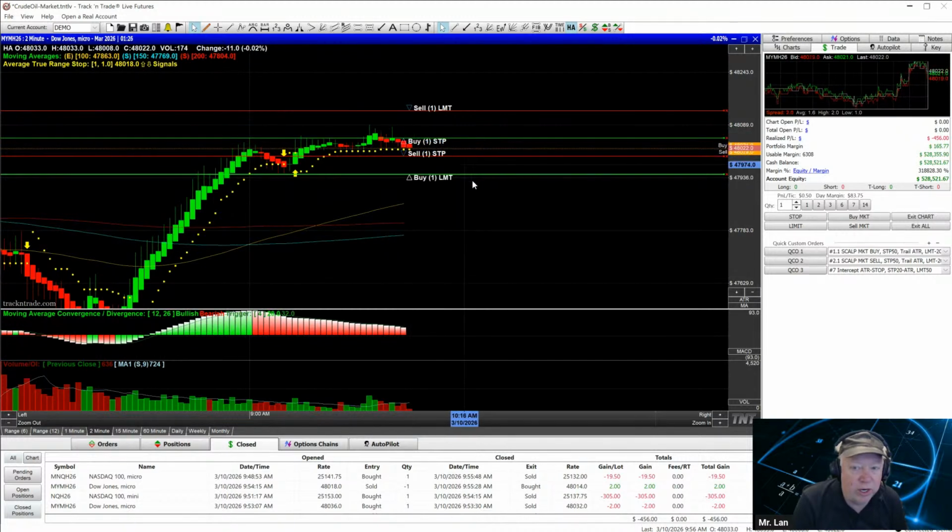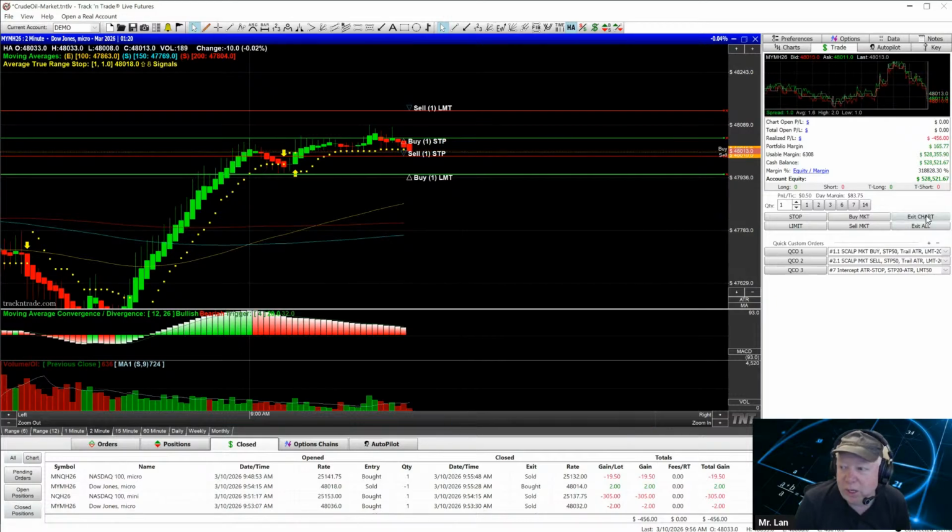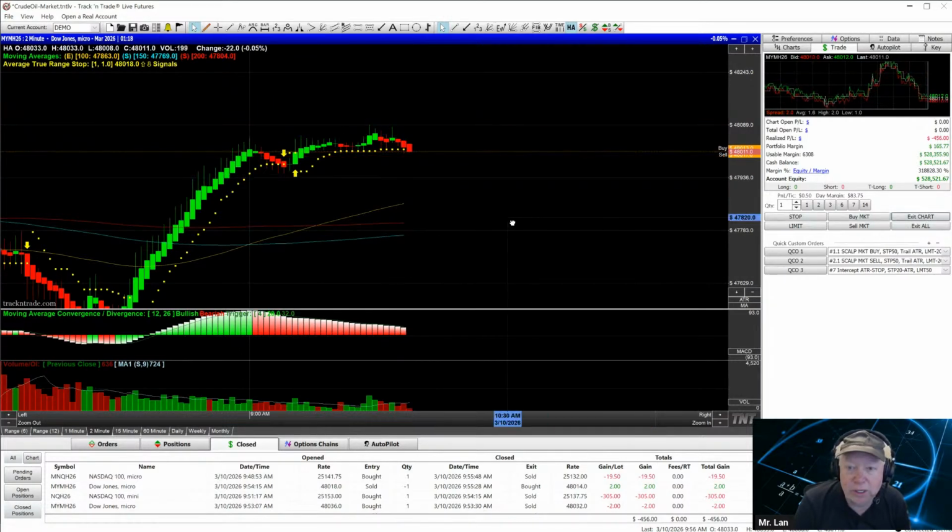Or you can just trail it down on the little yellow dots, and then it'll get you out when it reverses and goes the other way. Now you can use reversal orders. So we'll come in here. Let's exit out of this one again.